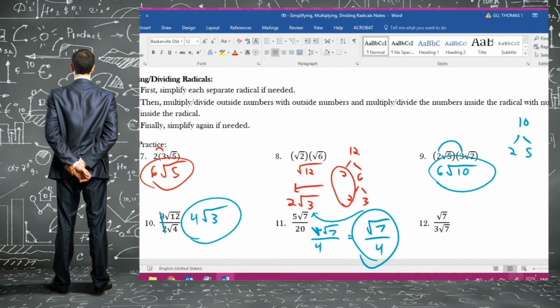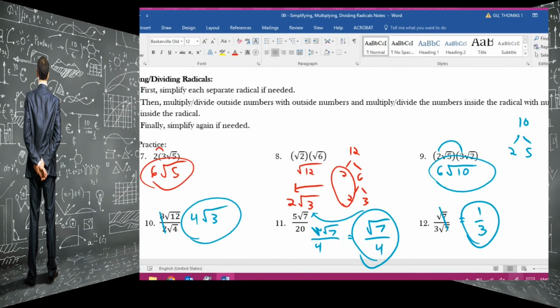So square root of 7 divided by square root of 7, that just cancels out. So then we have 1 over 3 is our final answer. And now back to Coach Goof.